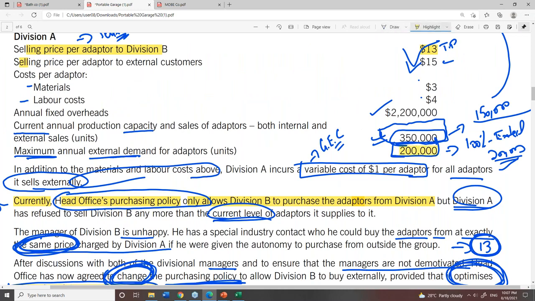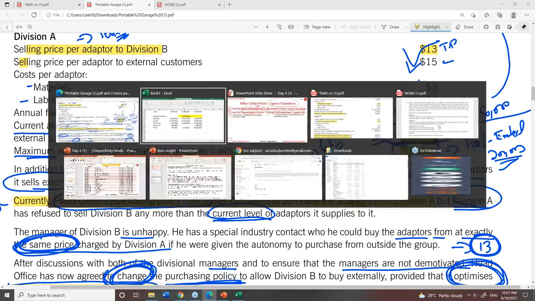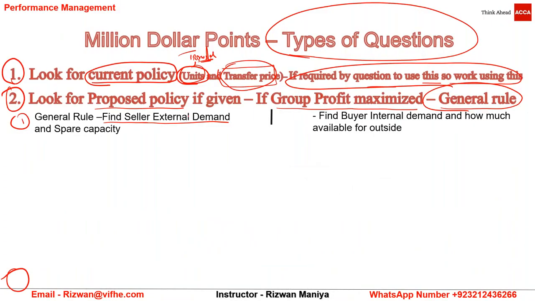So 200,000 is the external demand. 350,000 is the total capacity. If you are using the general rule, find the external demand, that's 200,000, and find the spare capacity. Total capacity is 350,000, external demand is 200,000, so spare capacity is 150,000. From the question, you can figure out the total capacity is 350,000 and external demand is 200,000. What is left after deducting external demand, we call spare capacity.